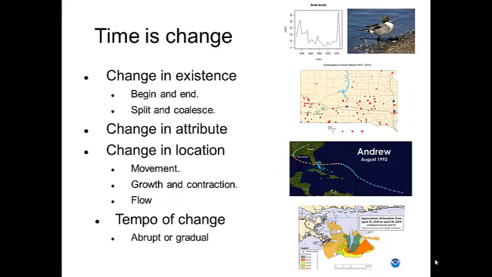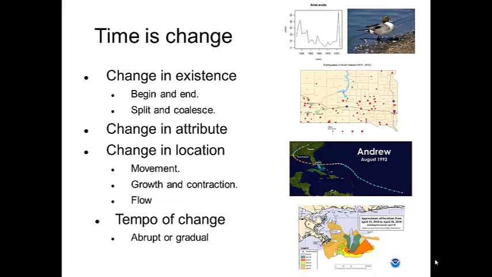So there are changes in existence, and there are changes in the attributes of things. Here's Hurricane Andrew, and we've got various dots, and the colour is showing the intensity of the hurricane at the particular time. So it's changing in attribute as it moves through space and time. It's also changing in location. So the centre of the storm is moving. It's perhaps growing, contracting. There is flow around the hurricane centre.